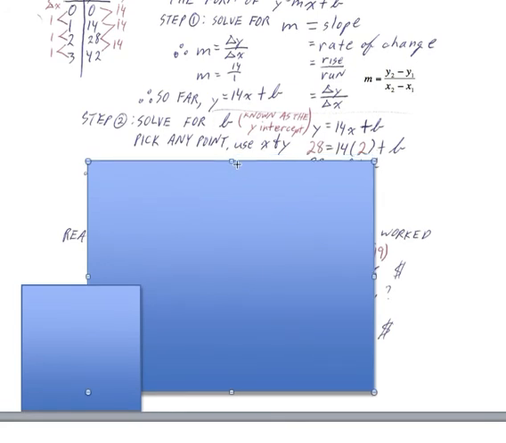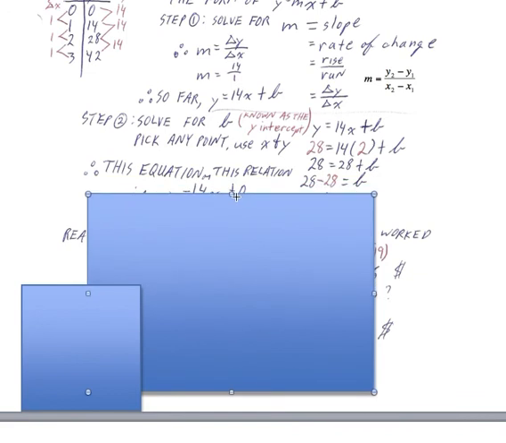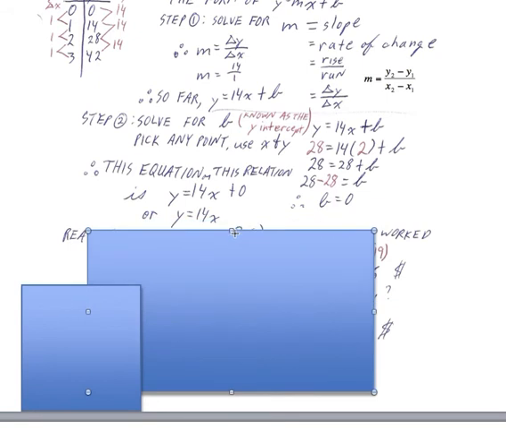So, for example, there's my equation so far. I've plugged in 2, 28, so there's 2 for the x and so on. I'm going to solve for b. When I work it out, it turns out that b is actually equal to 0. So my equation should have been y equals 14x plus 0, but nobody shows the plus 0. So effectively, this equation is just strictly y equals 14x.